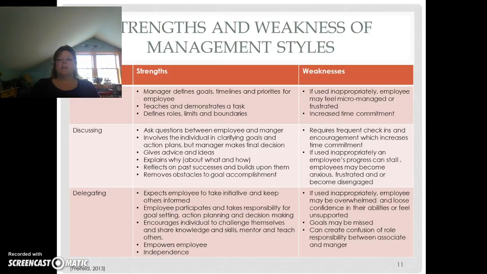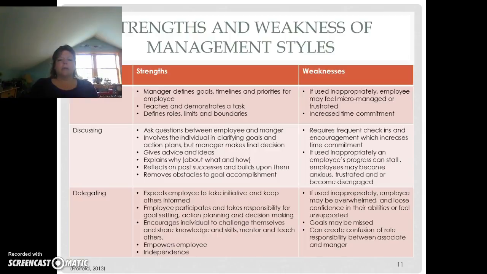And again, if it's used inappropriately, the employee's progress can stall. So if you're asking somebody brand new how to discuss certain things, they may feel overwhelmed or even lost, or they may become anxious, frustrated, become disengaged. If you're using it on somebody that's used to delegating and running with something, they may feel frustrated and that you don't trust them.